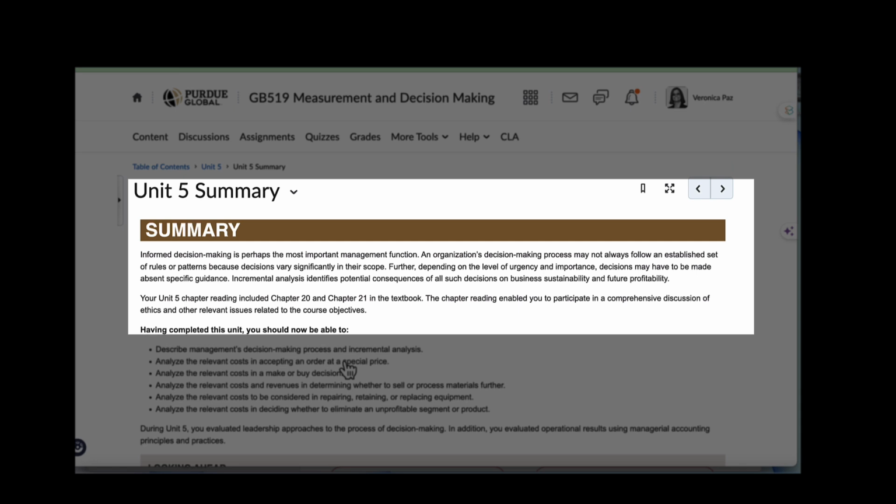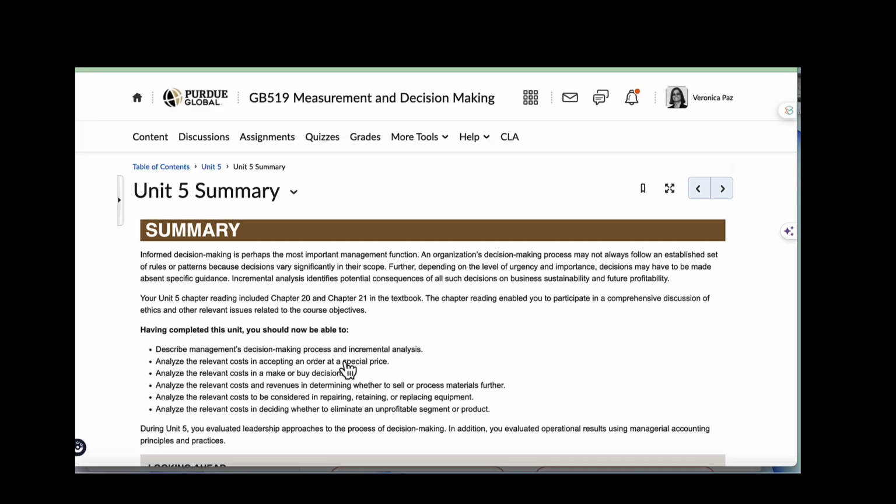Then hopefully you learned a bit more about incremental analysis in terms of potential consequences on decisions, whether those consequences affect business sustainability or future profitability. And once you do all of that, hopefully you have come to the end of Unit 5.